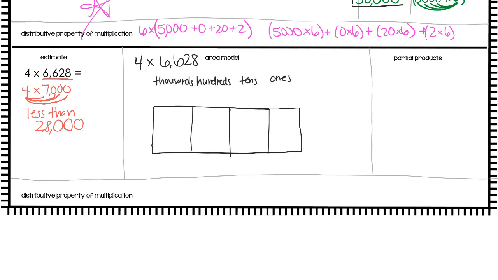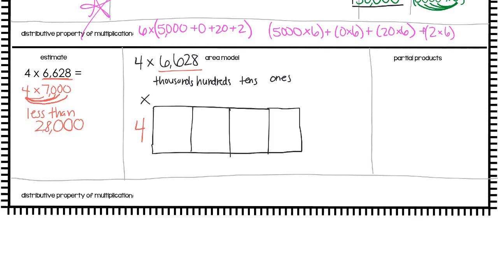I'm also noticing that people are forgetting to put the number they're multiplying by over here. So if you're forgetting, maybe we want to do that first. We're multiplying this really large number by 4. So 4 is going to be on our left side.